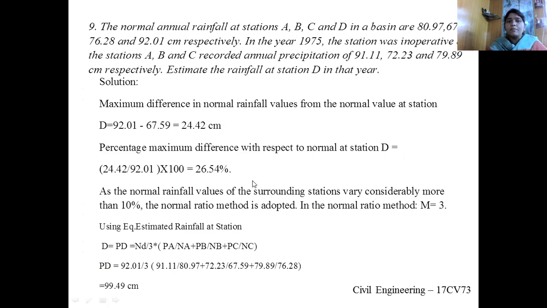Next, this is the missing rainfall data. So normal annual rainfall values at A, B, C, D are recorded as 80.97, 67.59, 76.28, and 92.01 centimeter respectively. And in the year 1975, what happened? The rainfall value at D station was not recorded because it was inoperative. So the precipitation annual values at A, B, C were 91.11, 72.23, and 79.80.